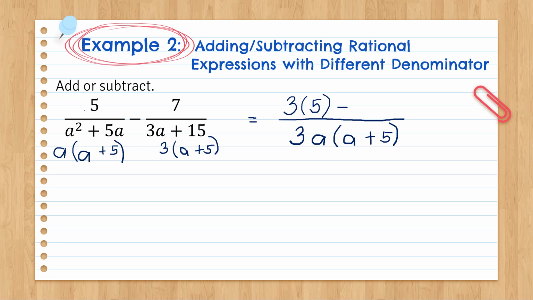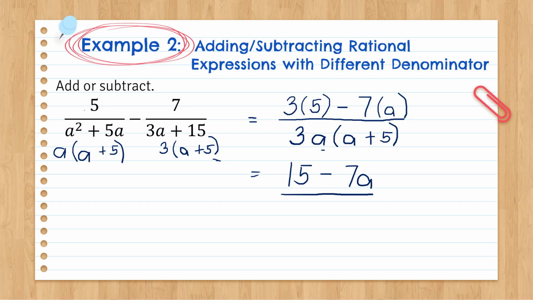And then looking back again to our second denominator, we have 3 times the quantity a plus 5, wherein our LCD is 3a times a plus 5. So we are missing the variable a. So that is what we are going to multiply with our numerator, which is 7. So we have 7 times a. Simplifying this one, we have 3 times 5 will give us 15 minus 7 times a. So that is 7a or negative 7a.